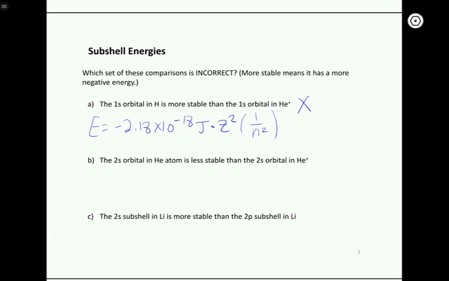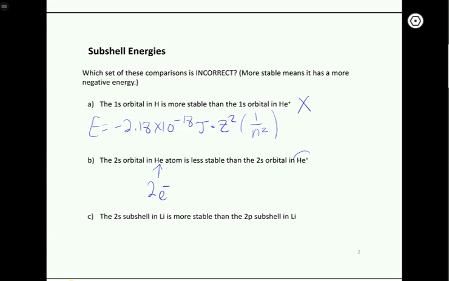So for this one, we don't have a set of equations that's going to easily tell us this, because helium as a neutral atom has 2 electrons. So the Bohr equation doesn't apply to 2 electron species. We don't have another equation that we can easily use to decide these things, but what we have to realize is that when we're removing electrons from a subshell, we're going to make it more stable because we reduce the electron-electron repulsions.